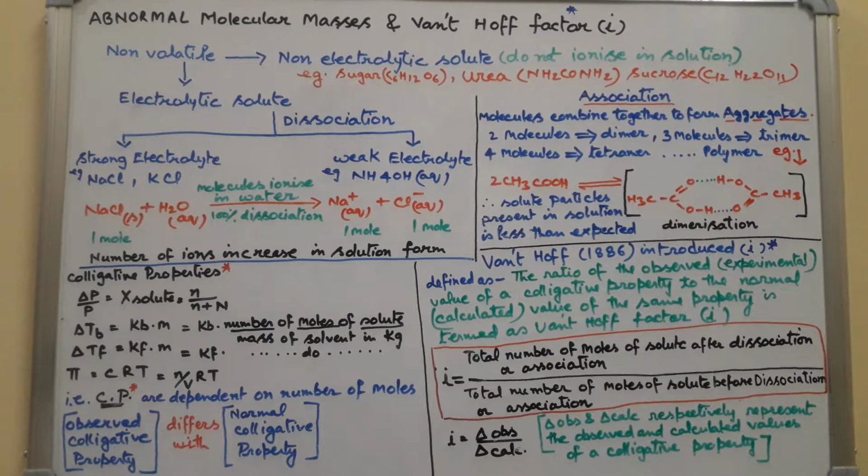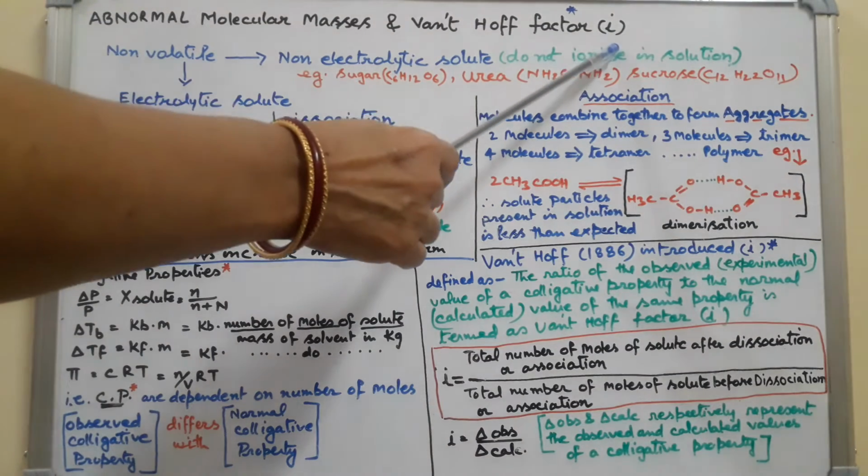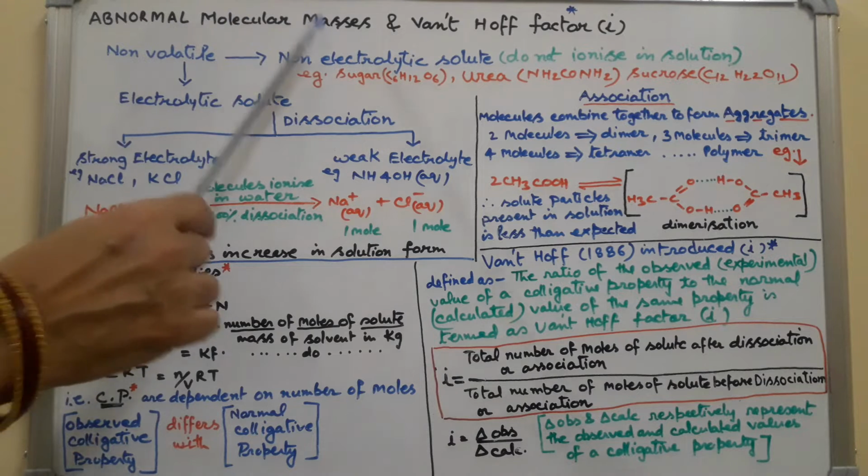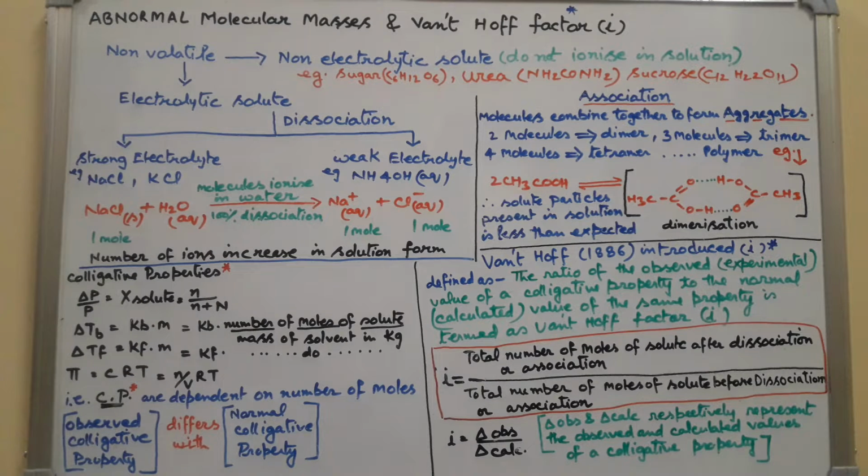Today I am beginning with a very important concept, that is Van 't Hoff factor, which is symbolized as small i. But see, it is written here abnormal molecular masses. So let's see, what does it mean? What is abnormal molecular masses?